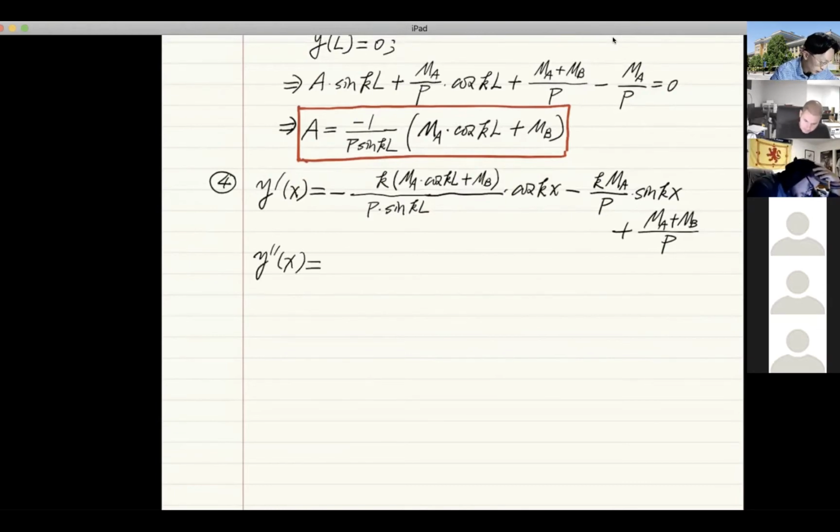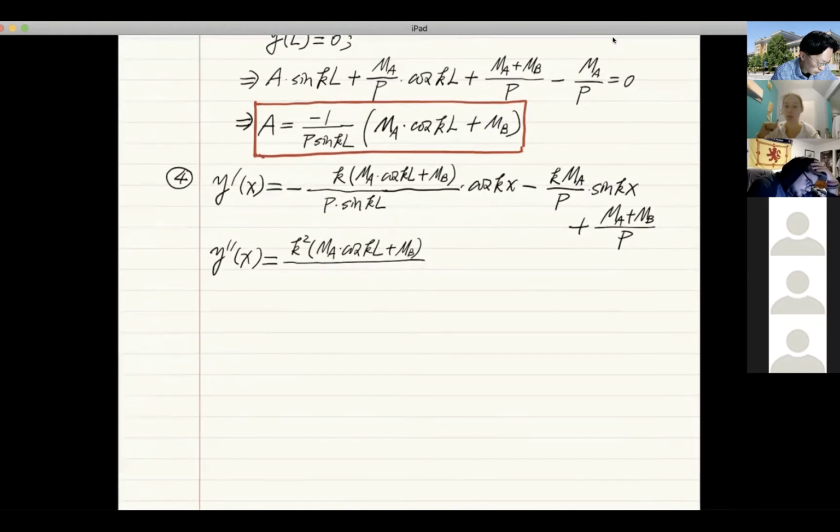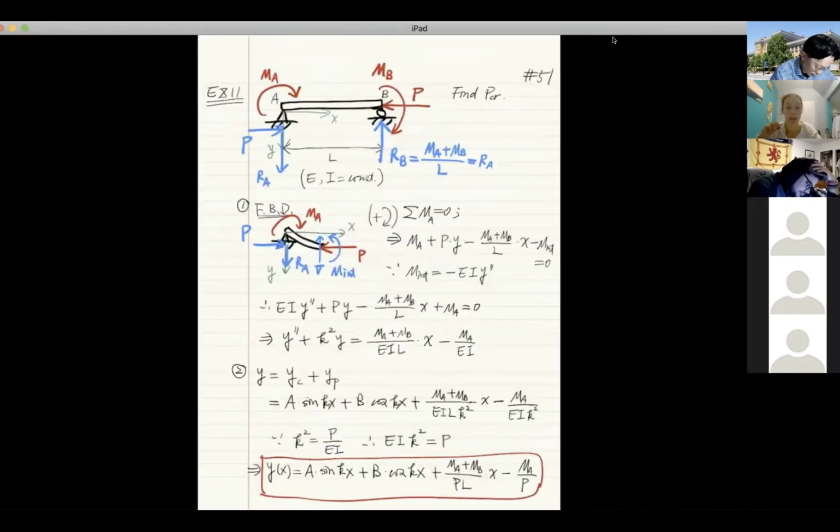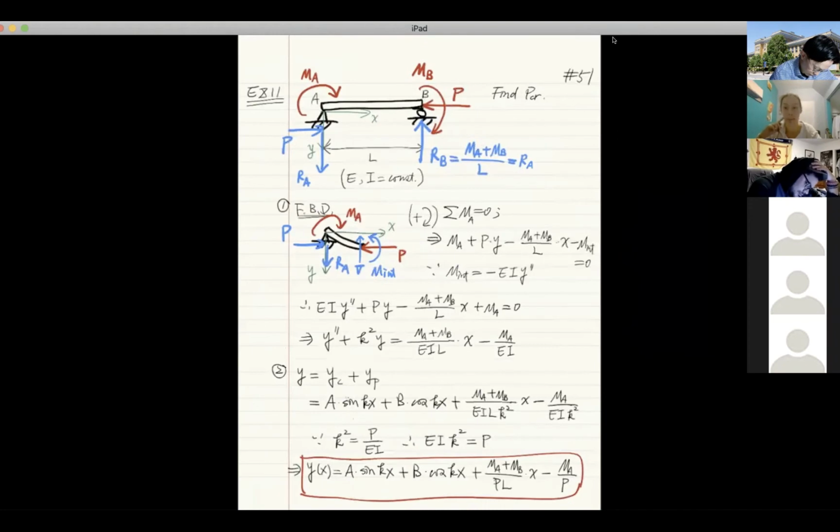Which for cosine is going to become sine. That means K squared. You can do the same math because it's just the differentiation of y with respect to x. What about L? I think we're missing an L, the MA plus MB over PL, right? MA plus MB, which one here? That last term for Y prime.